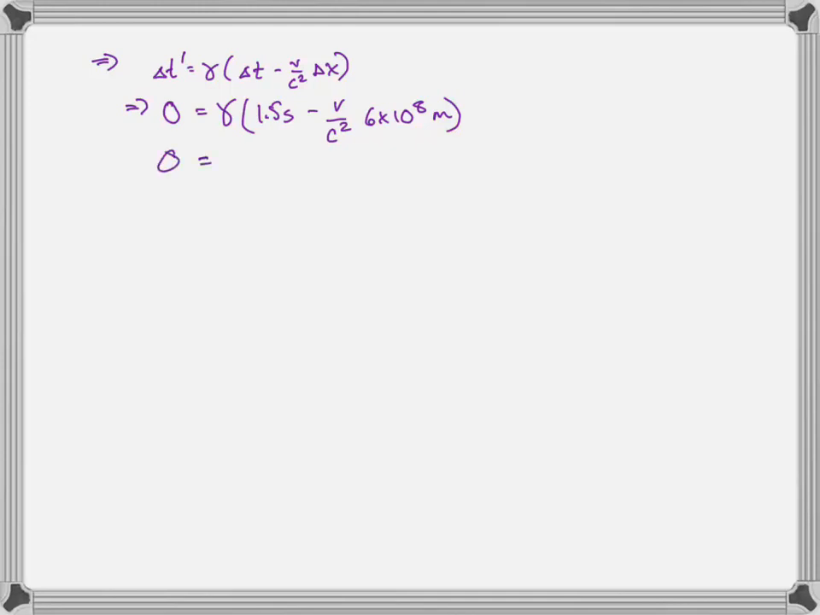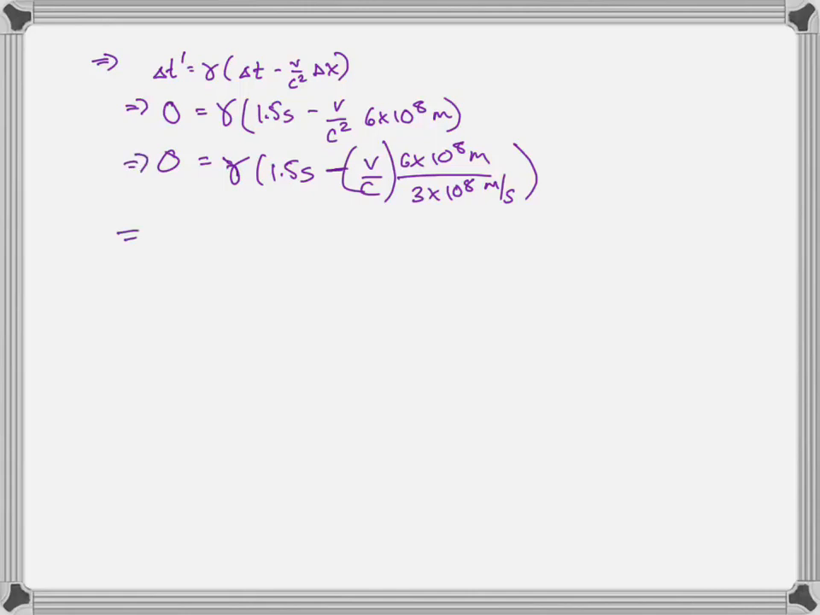So let's go ahead and simplify that. 0 equals gamma times 1.5 seconds minus v over c times 6 times 10 to the 8th meters over 3 times 10 to the 8th meters per second. All right, so I have a v over c term here now. It's nice to write things in terms of beta. And so I can write this out: 0 equals gamma times 1.5 seconds minus beta times 2 seconds. And so now we solve for beta or v.